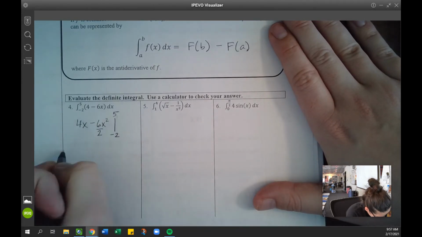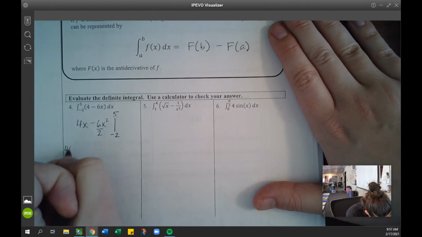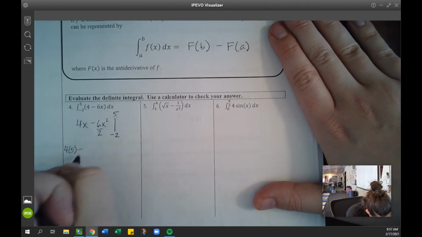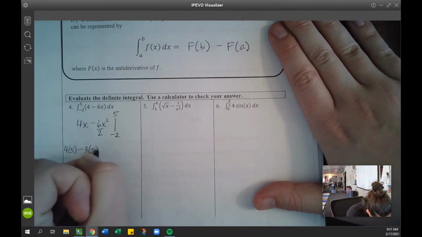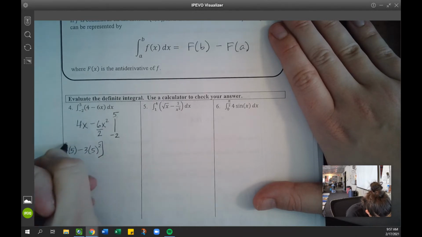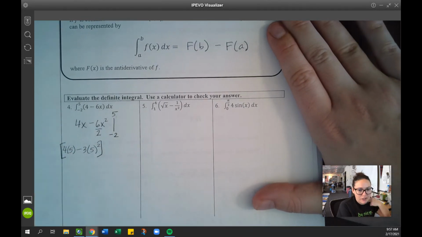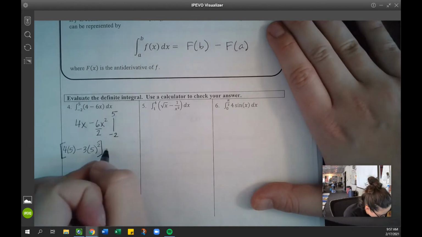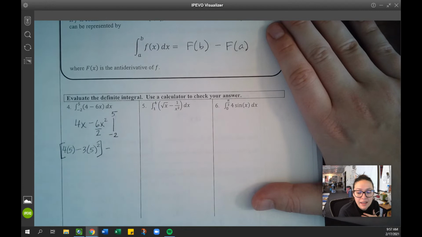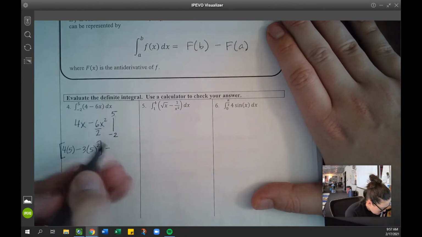So I'm going to plug in 5. I'm going to have 4 times 5 minus 3 times 5 squared, and I'm going to put big brackets around that. This is just a matter of keeping your work organized and easy to read. For me, for you, and eventually for whoever is going to be grading your AP exam. If you have organized, easy to read work, it's going to be a lot better.